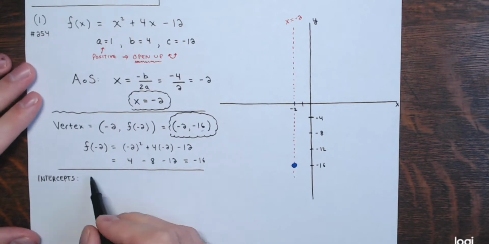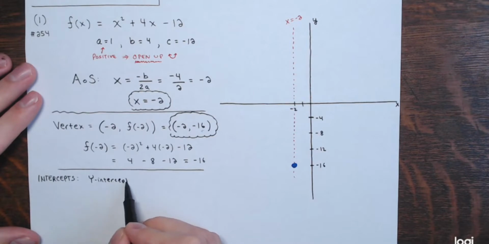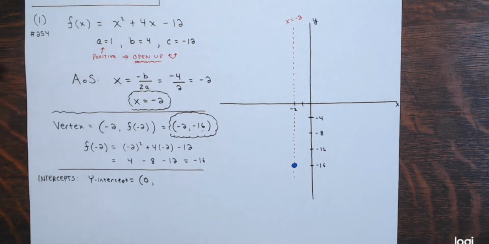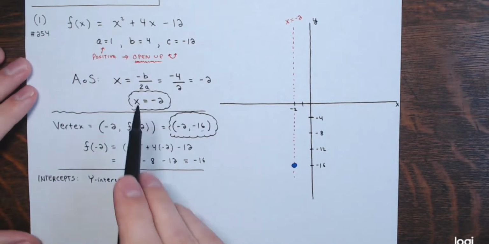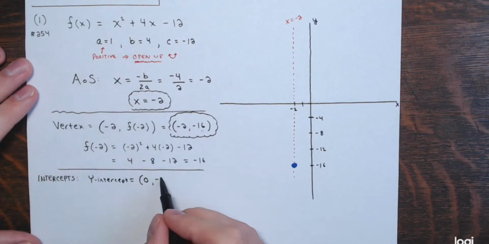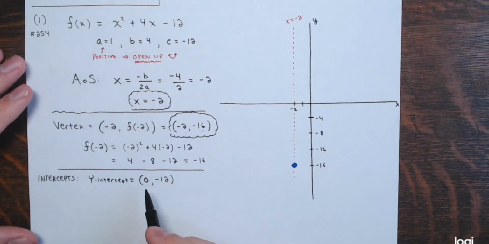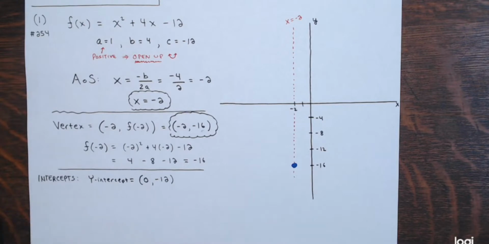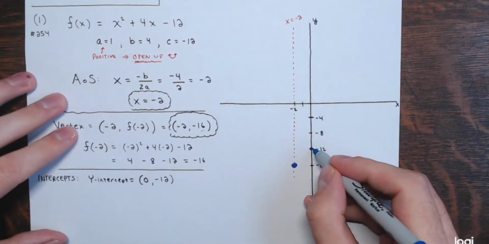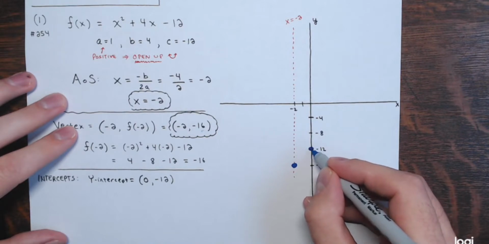First, the easy one, the y-intercept. Remember, for the y-intercept you have an x-coordinate of 0, and then, what's the output when the input is 0? If I plug in 0 for x, you'd have 0 plus 0 minus 12. That's just -12. So there's the y-intercept, and I'll plot that. 0, -12. There it is, on my hand drawing.